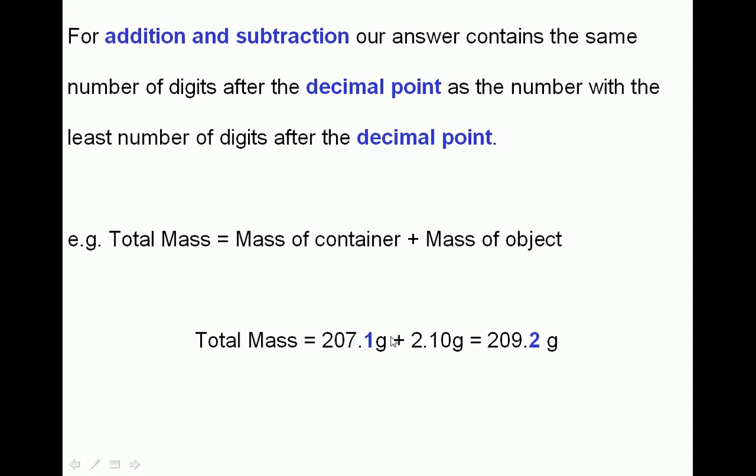The mass of the container here has 1, 2, 3, 4 significant figures, but 1 digit that appears after the decimal point. And the mass of the object has 1, 2, 3 significant digits and 2 digits that appear after the decimal point. So my answer must contain 1 digit after the decimal point, because the mass of the container has only 1 digit after the decimal point. So my answer would be 209.2 with 1 digit after the decimal point. Grams. Our measurement needs units.